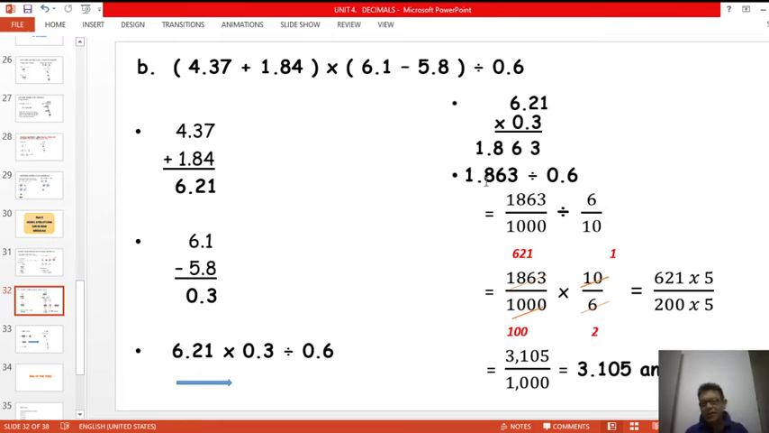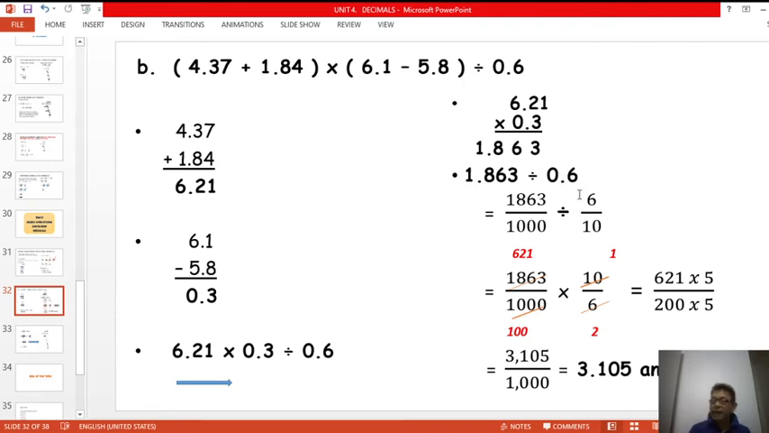So let's continue and copy this one. So divided by 0.6. So here, what I'm going to do is use the relationship between decimals and fractions. Okay, so here 1.863 is equivalent to 1863 over 1000. Why 1000? Because this is in its thousandths place. So then copy, divide by, so we got 6 over 10. Why 10? Because we have one decimal place.